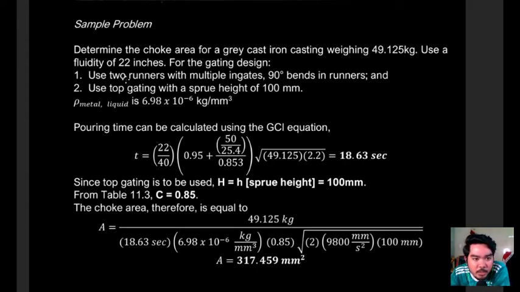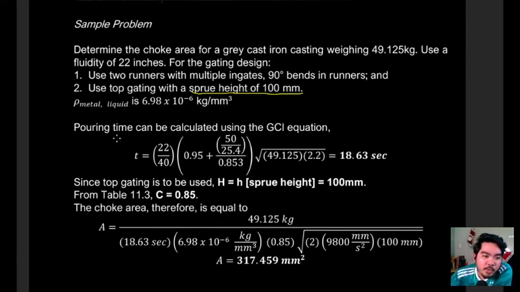So, okay. So, we use two runners with multiple in-gates, and we have 90-degree bends in the runners. Tapos, ito yung mga conditions, no, sa gating design na to. We are using two runners, multiple in-gates. Tapos, 90-degree bends in the runners, and we are to use a top gating system with a sprue height of 100 millimeters. So it's not indicated, no? So we'll just assume na itong sprue height na to already includes the pouring cup height. And we are given the density of the metal in its liquid form, which is 6.98 times 10 to the negative 6 kilograms per millimeter cube.